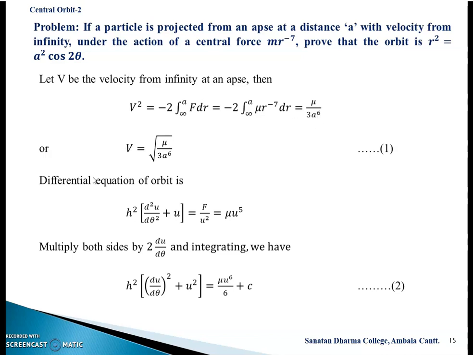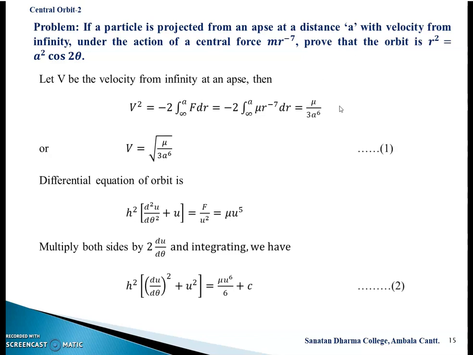Now to find the orbit, we will consider the differential equation in polar form, which is h square d square u over d theta square plus u is equal to f over u square. So what is f here? In the statement, f is mu r raised to power minus 7. If we convert r into u by substituting r equal to 1 by u, then you will get f equal to mu u raised to power 7. After substituting, we have this equal to mu u raised to power 5. So this is the differential equation of the orbit.